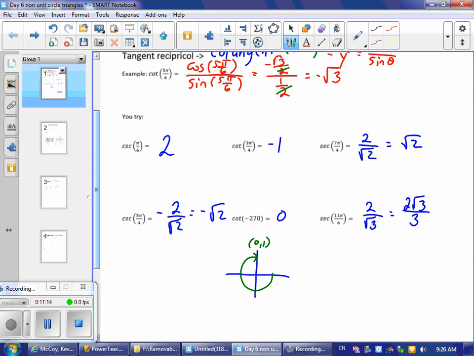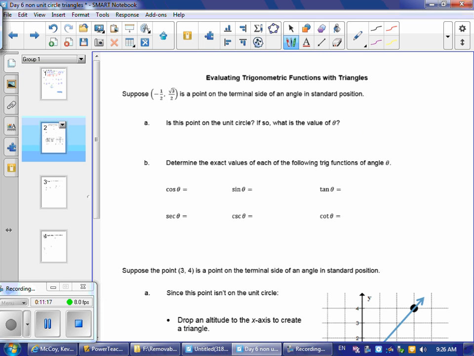Okay, second page. So this time we're giving you a point, and you have to determine the angle. So the first thing is the point is the point -1/2, square root of 3 over 2. It's asking us, is that a point that's actually on the unit circle? Is that a standard position? Yes, it is. That is on the unit circle. Okay, that one you should recognize.